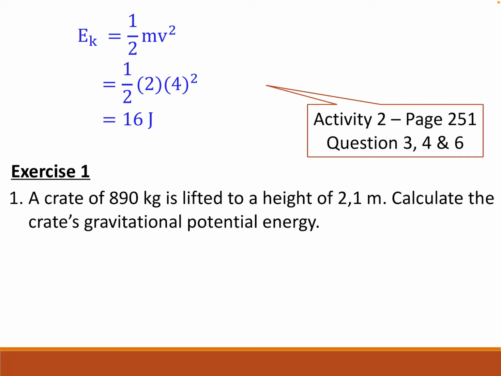It's lifted to a height of 2.1 meters. Calculate the crate's gravitational potential energy. Well, I know the mass, I know the height, so it's simply multiplying everything together. Remembering that g is 9,8. That's a constant. You need to remember that it is also given to you. The big number was a big mass. We're okay with that. Fairly straightforward.